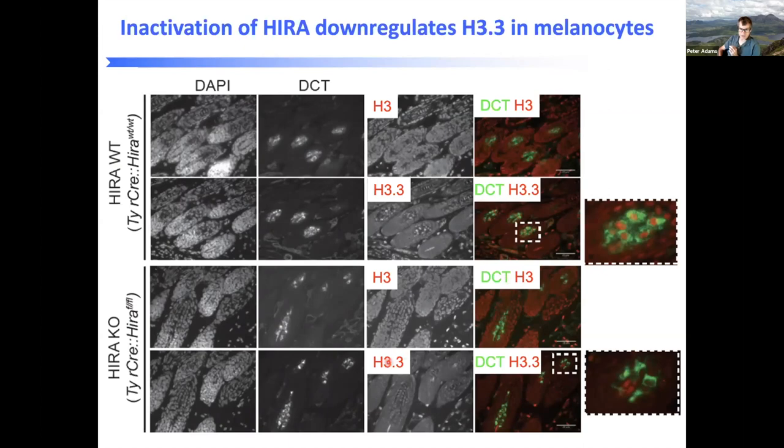So here what Farah has done is to stain the wild type and knockout embryos for histone H3.3, which I said is the histone variant deposition substrate of HIRA. And you can see that in the wild type, histone H3.3 is enriched within these DCT positive melanocytes within the bulb of the hair follicle. That's the red staining here. But in the knockout, although the melanocytes are still there in the bulb, they no longer stain positive for histone H3.3, or are very much depleted for H3.3. So there is a defect in H3.3 deposition within these HIRA knockout melanocytes.